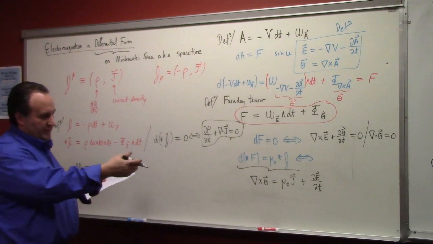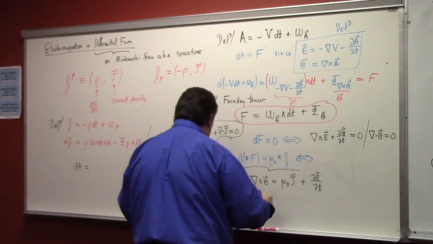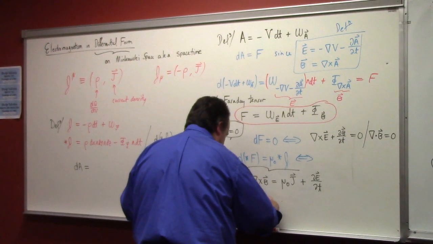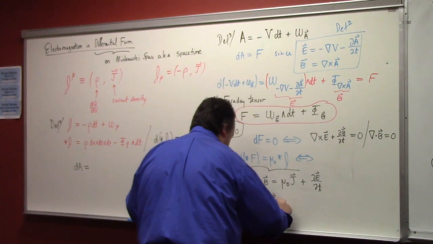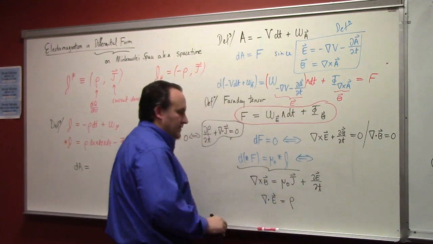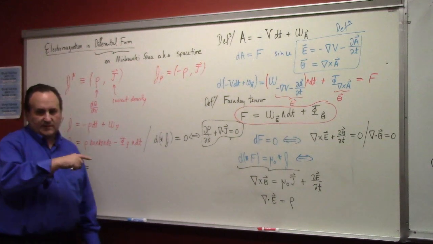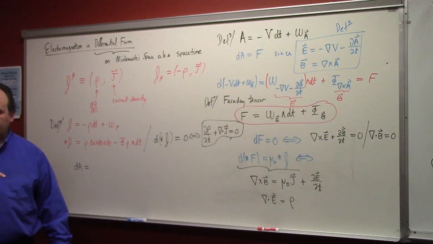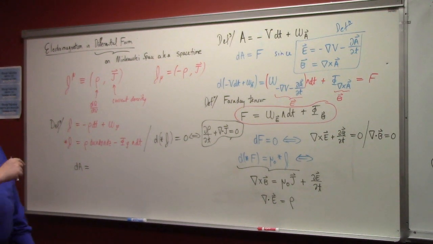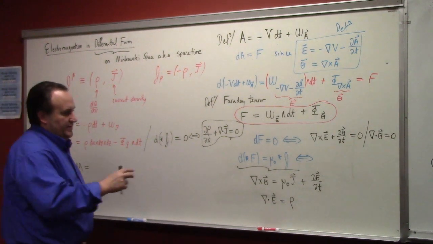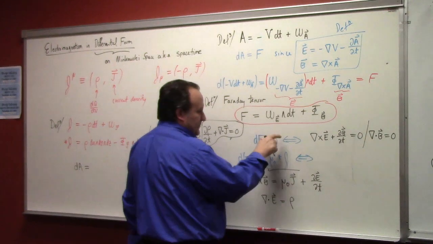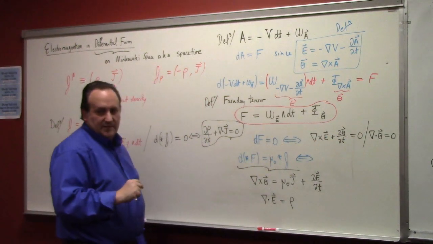But yeah, so one of the equations in here is that, and the other one is that the divergence of the electric field is equal to the charge density rho. So the top equation there is called Ampere's law with Maxwell's correction, and the bottom is called Gauss's law. So this one equation gives you both of those.